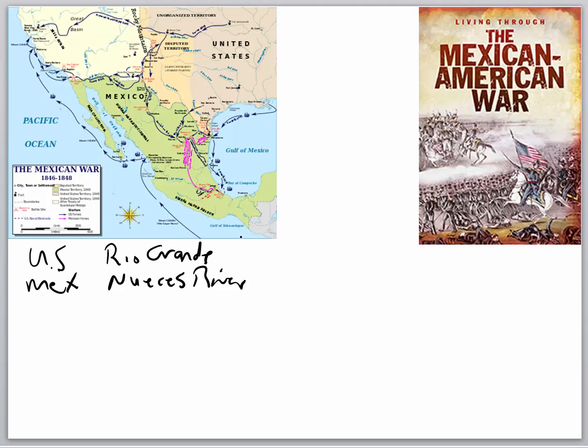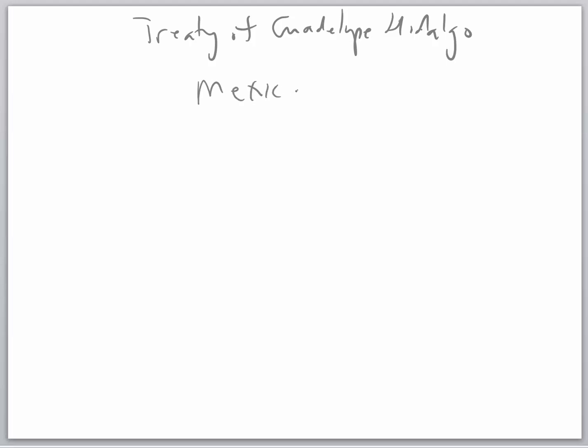Now, the Mexican-American War will be a victory for the United States, and we will sign the Treaty of Guadalupe Hidalgo, also known as the greatest treaty ever. In the Treaty of Guadalupe Hidalgo, the U.S. will receive the Mexican cession.